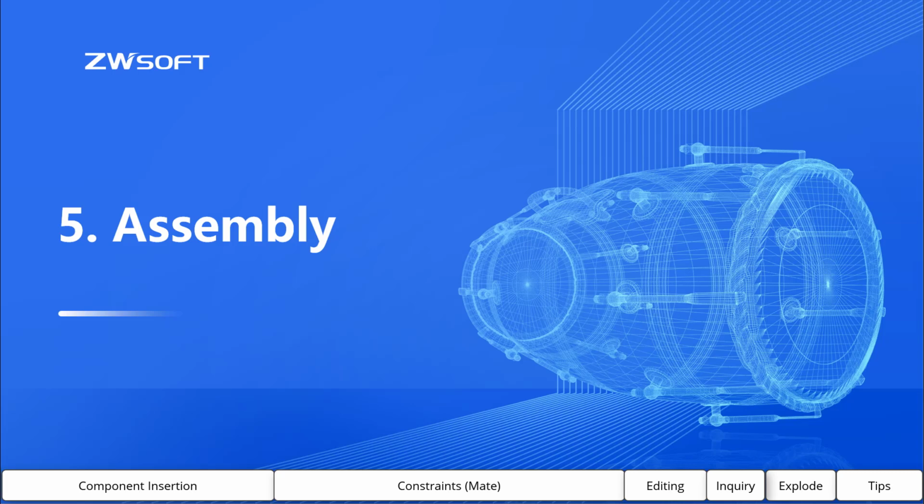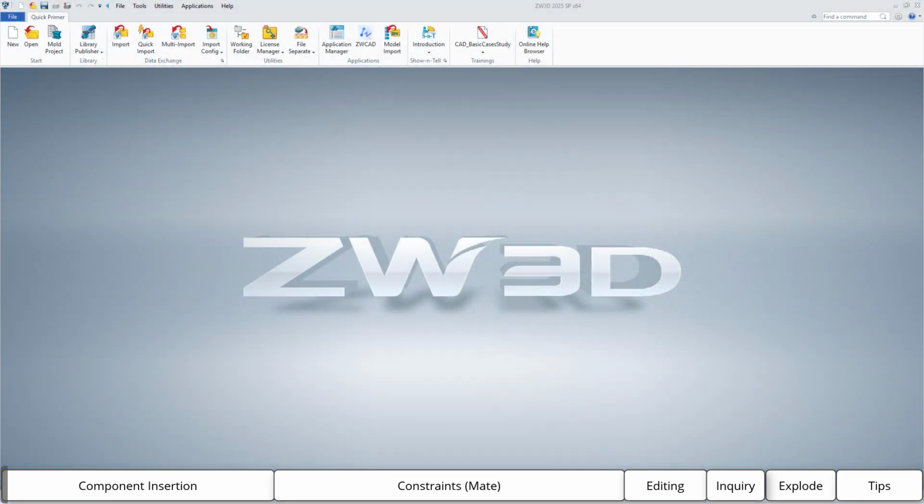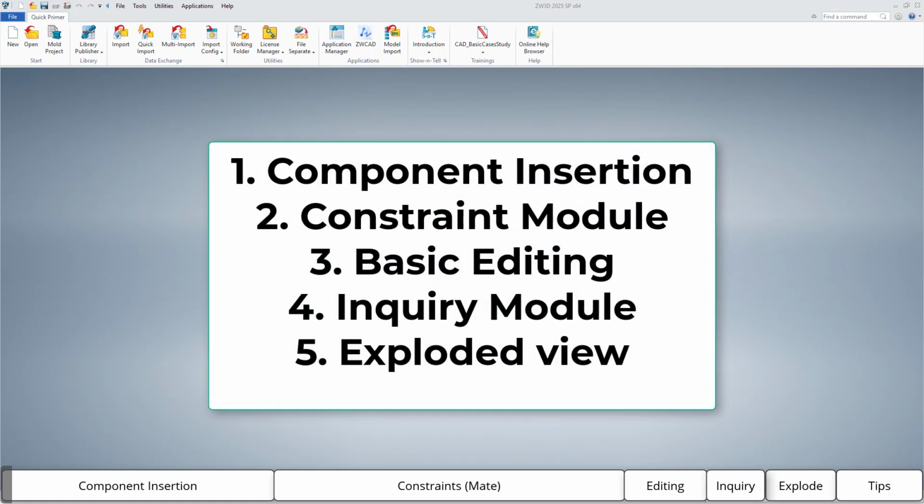Hello everyone, welcome to Chapter 5 of our Assembly Design Learning series. In this chapter, we will be covering 5 main sections. First up, we have component insertions, which includes both top-down and bottom-up approaches.